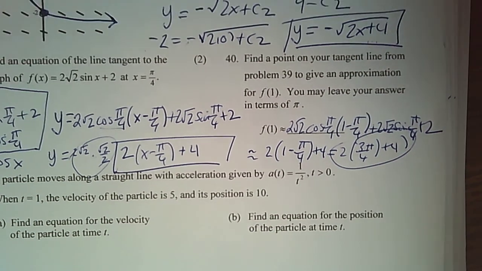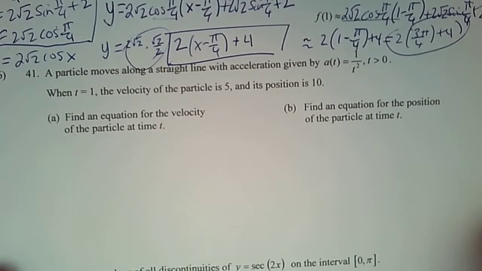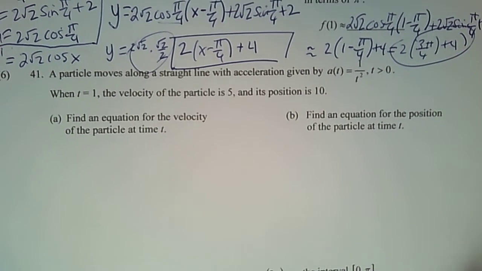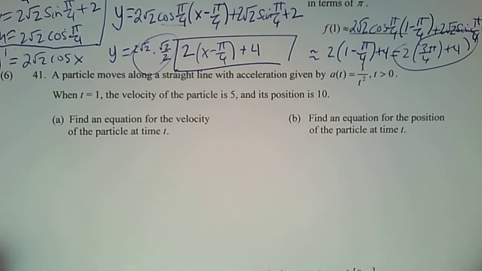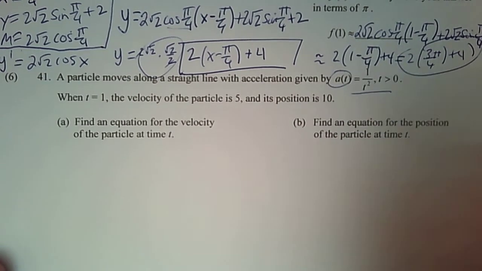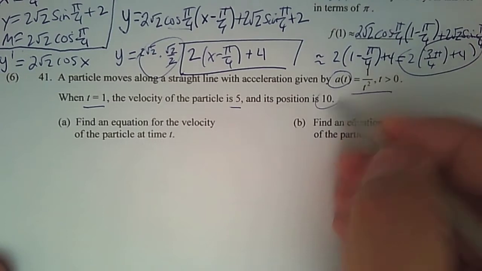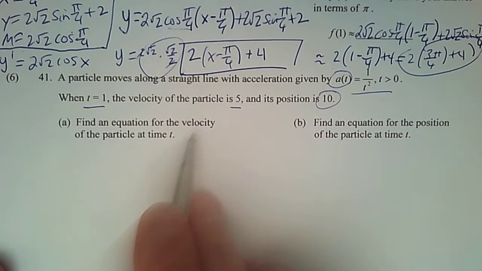All right, on number 41. We're almost there. 2 more questions. So a particle moves along a straight line with acceleration. So we're given acceleration of this. And when t equals 1, the velocity is 5 and its position is 10. And then it says find an equation for the velocity.